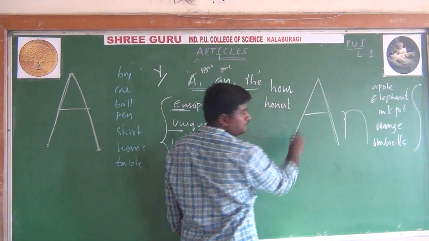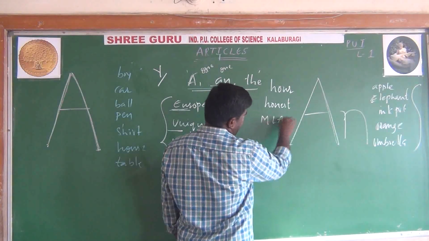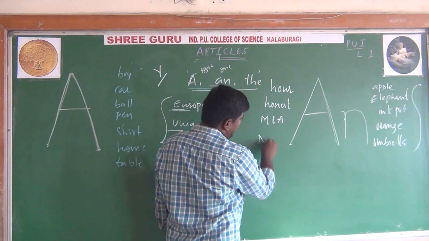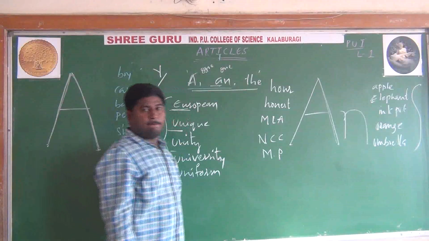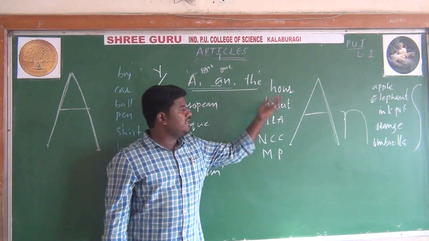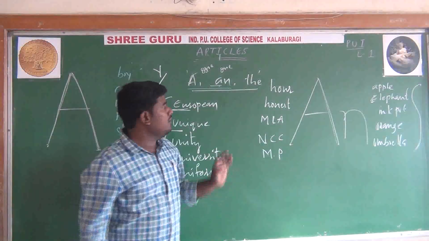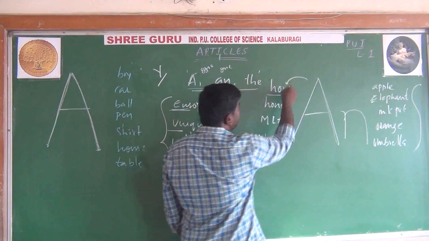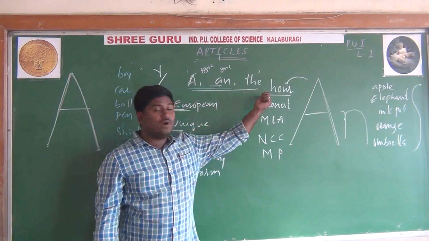Honest, and MLA. For example, NCC, MP. Here also we should not say I will see you after a hour. That is wrong. You should say I will see you after an hour, because this is having an R sound. Again it is having a vowel sound.